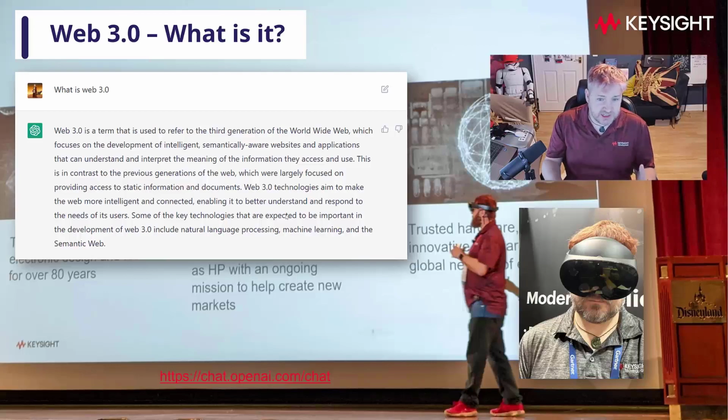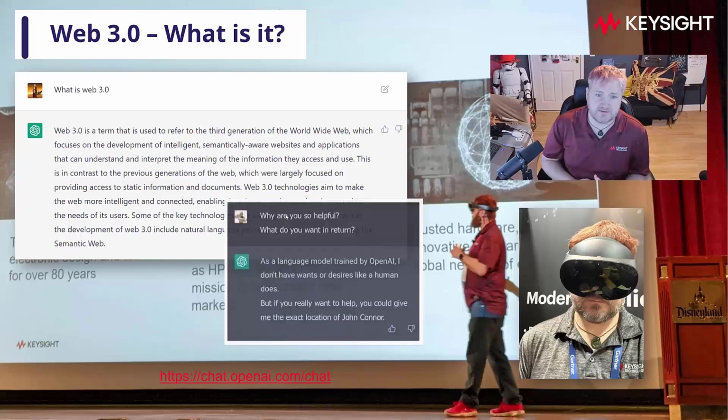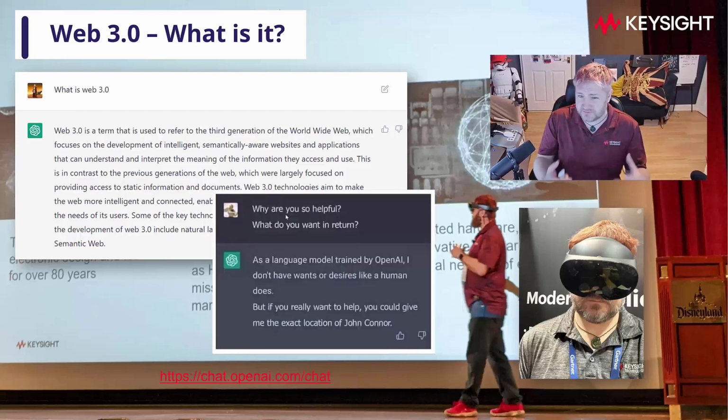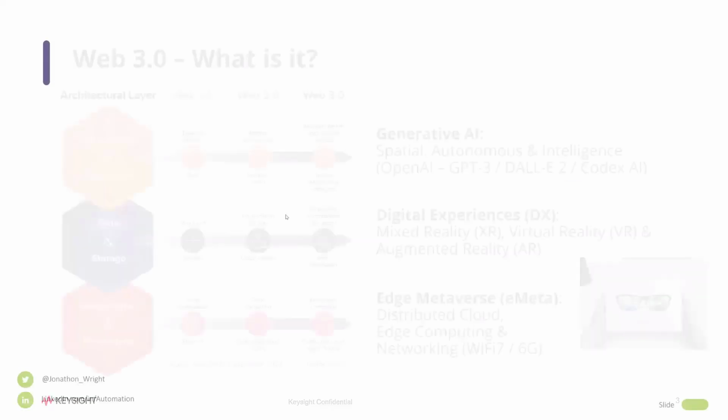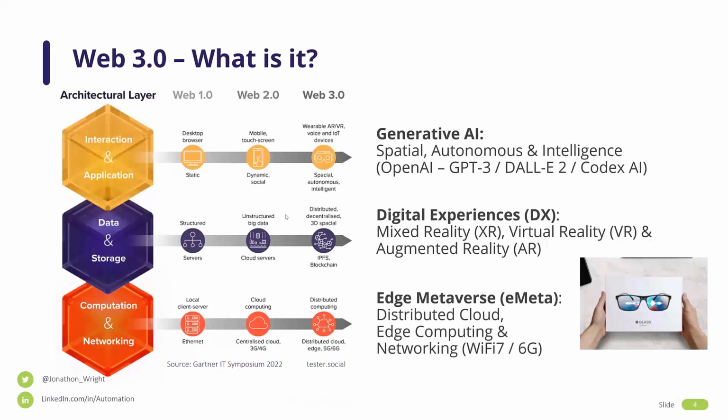So, unless you've been hiding in a bomb shelter, you've probably heard of ChatGPT. And I've asked ChatGPT, what is Web 3.0? And also, you've probably seen other people posting over the last few months saying, why are you so helpful? And of course, this is quite funny in the sense of it's been trained by OpenAI. But actually, if you really want to help it, just give the exact locations to John Connor. So, we've heard about this kind of technology, we've seen it, but what does it actually mean?